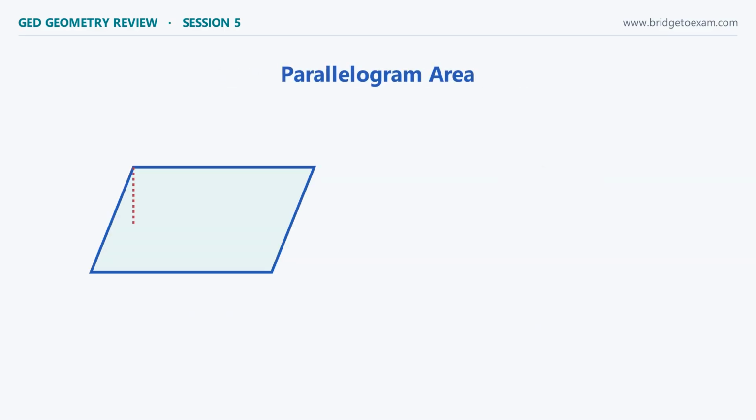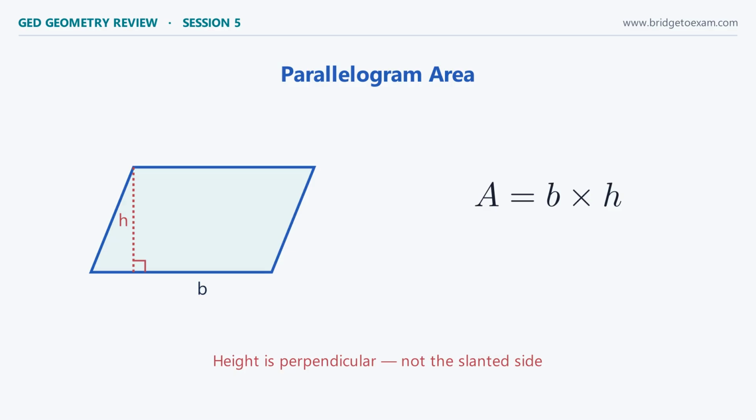Let's start with the parallelogram. Its area is simply base times height. The catch is the height. It is not the slanted side. It is the straight distance from the base to the top, meeting the base at a right angle.